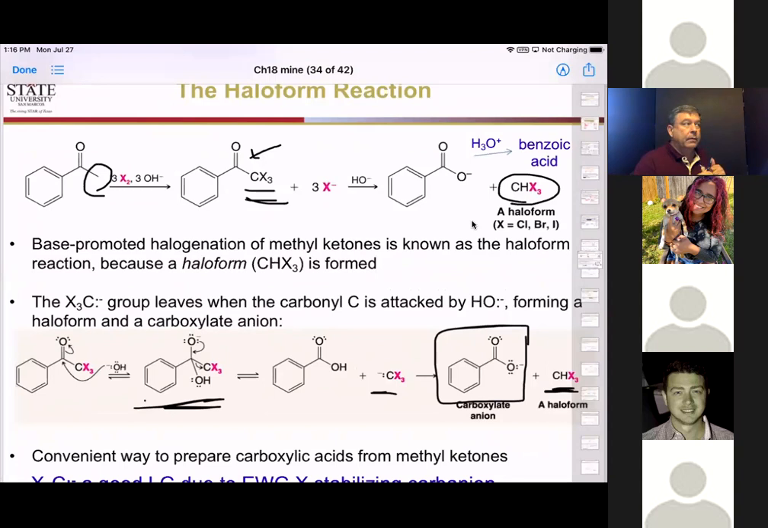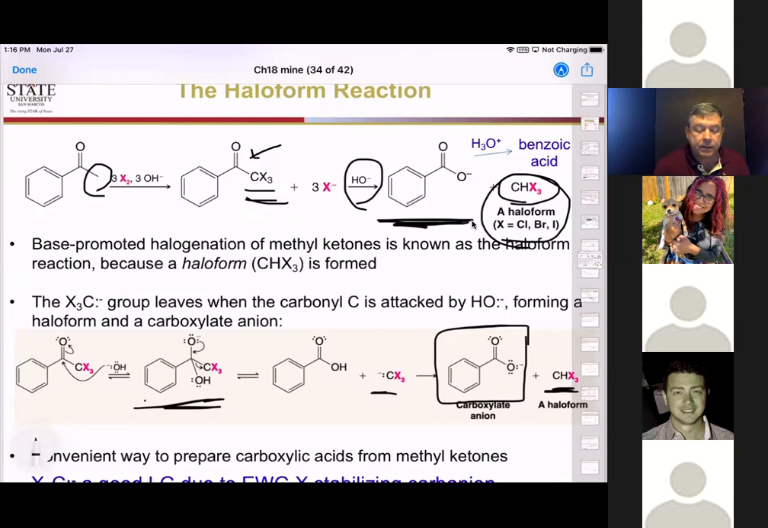Okay, Carrie has a question. Yeah, so for the products of this one, is there a major and a minor, or are they equal? You get the benzoic acid salt because you're still in basic conditions until you acidify, and you get either the trichloromethyl, the tribromomethyl, or the triiodomethyl compound. They are in equal portions. It's 1-to-1. Because the carbon you're taking off is this one right here. So for every equivalent of benzoic acid you get, you're going to get one of the haloform, the chloroform, bromoform, or iodoform.